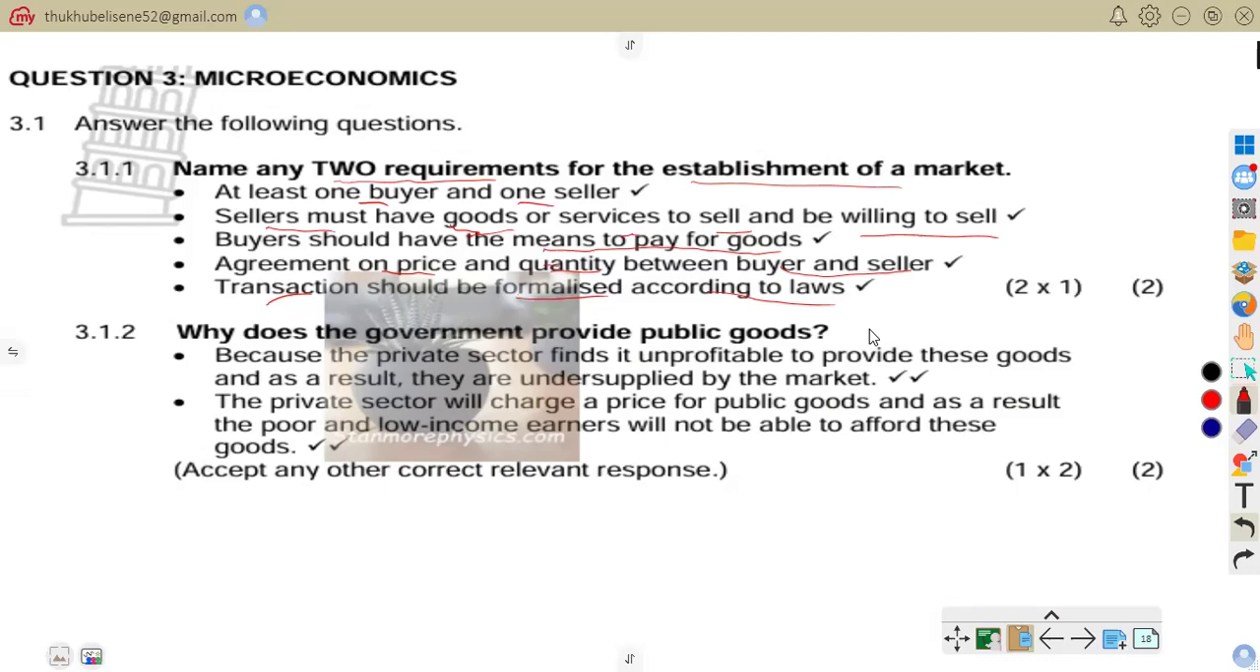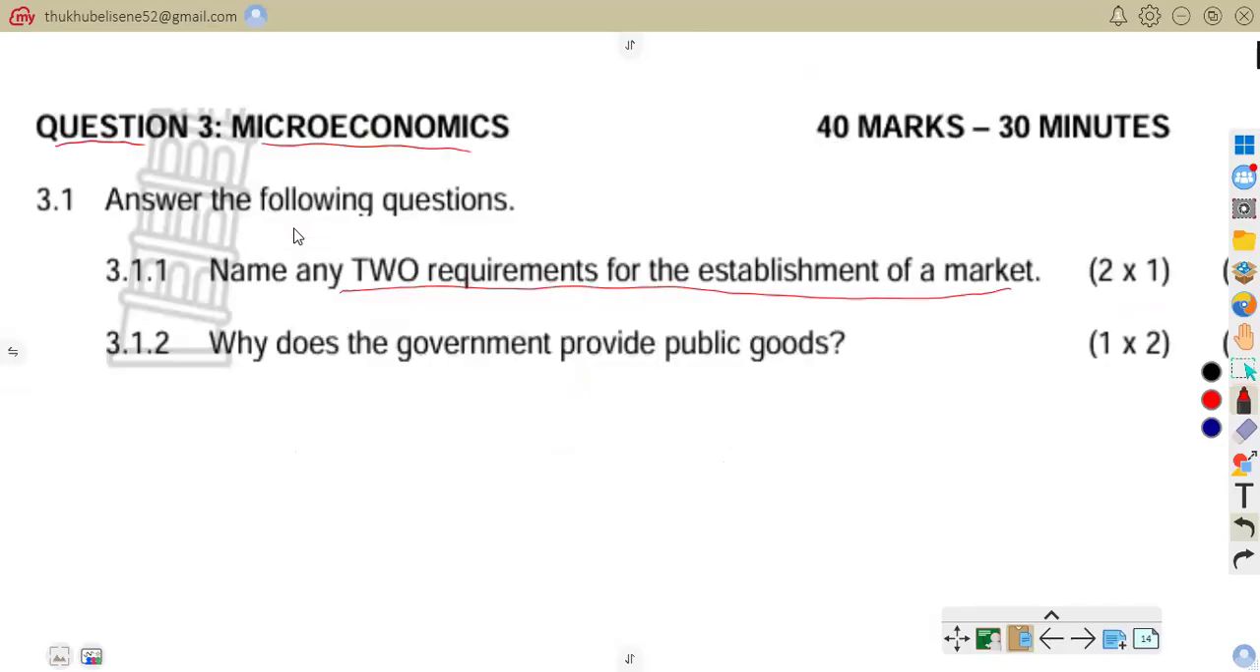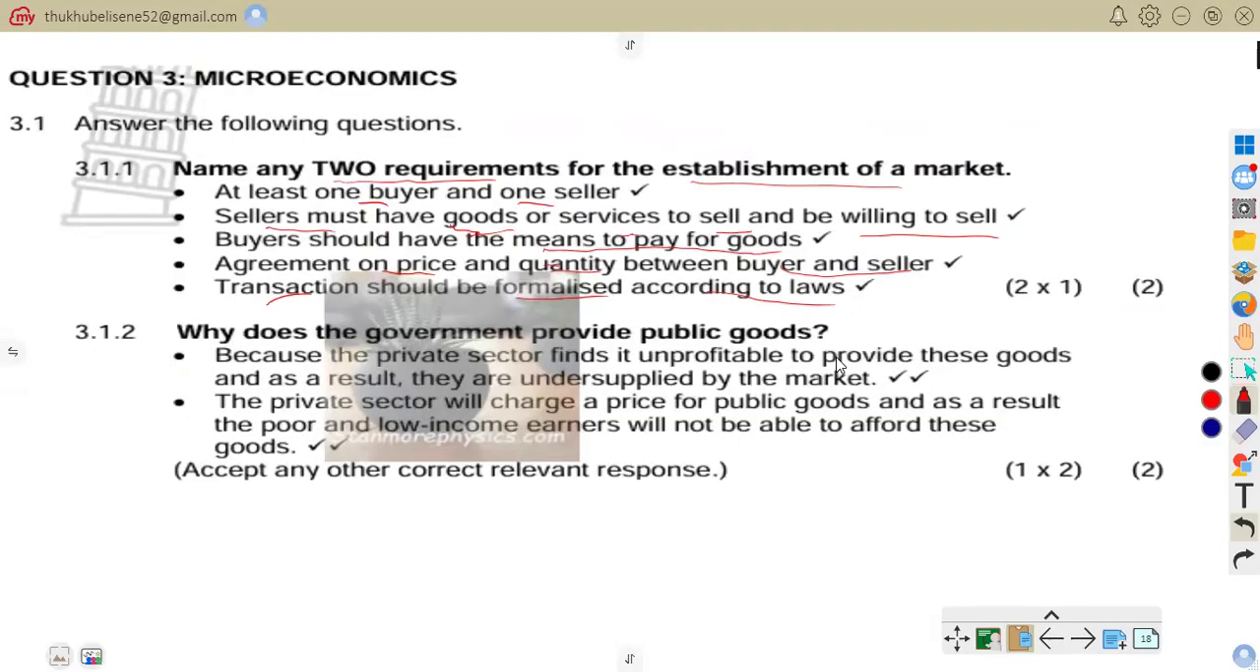That is for our question 3.1.1. So now let us go to 3.1.2. It says, why does the government provide public goods? The reason for a government providing public goods. So let's quickly go to our answers.